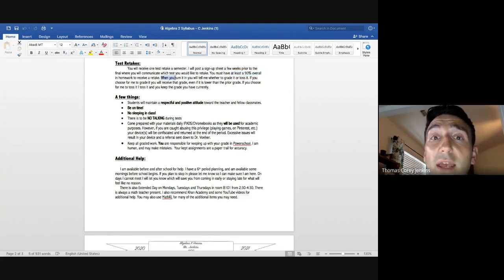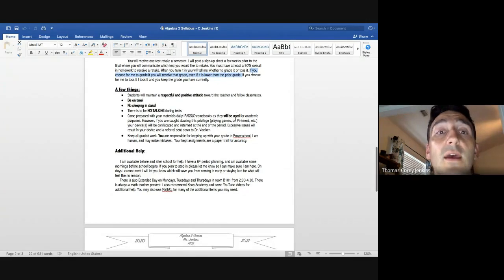When you turn it in, you tell me to either grade it or toss it. Okay, so why would you say toss it? Because, well, let's read the next sentence. If you choose for me to grade it, you will receive that grade, even if it is lower than the prior grade. So you could potentially lower your grade by doing a retake. I don't know that happened one time last year, but it could, if you didn't study.